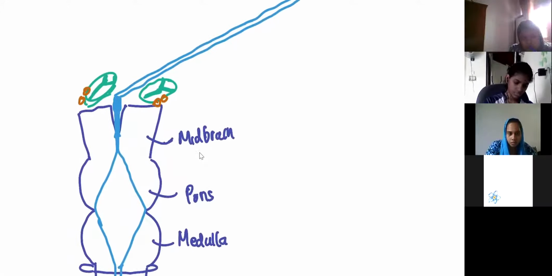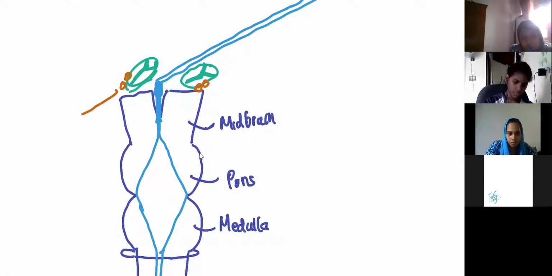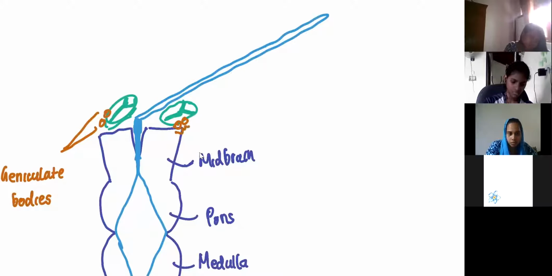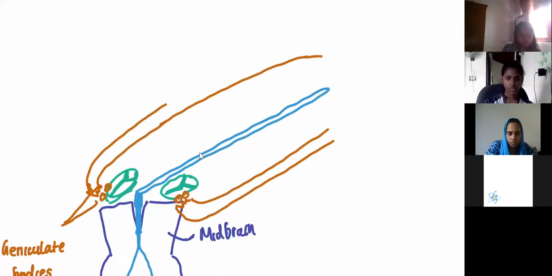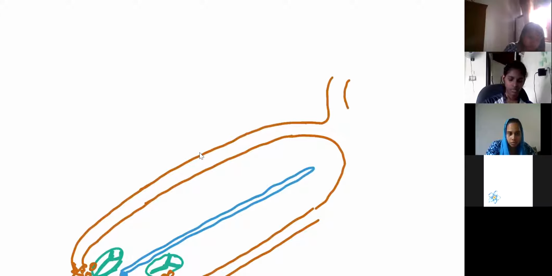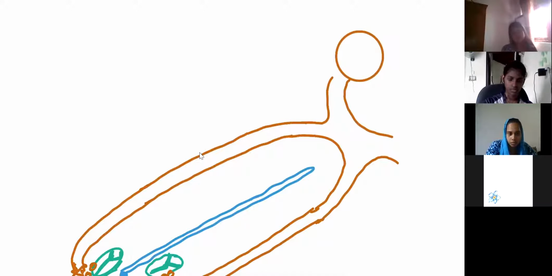What are these nuclei called? Geniculate. Yes, lateral and medial geniculate bodies. So the lateral one gives innervation to the eyes. This is the optic tract. The lateral one gives innervation to the eyes like this. Optic chiasma, where the optic nerve bifurcates, it goes to the opposite sides. We have our eyeball.